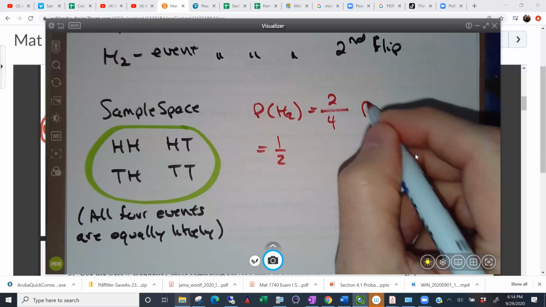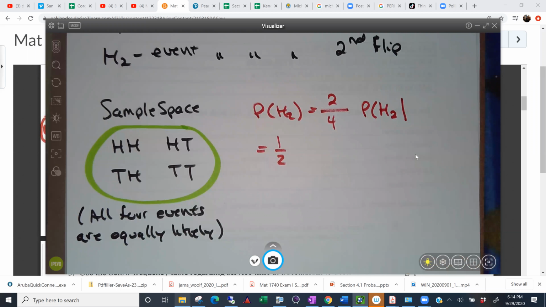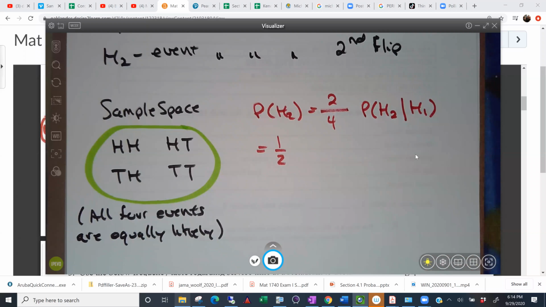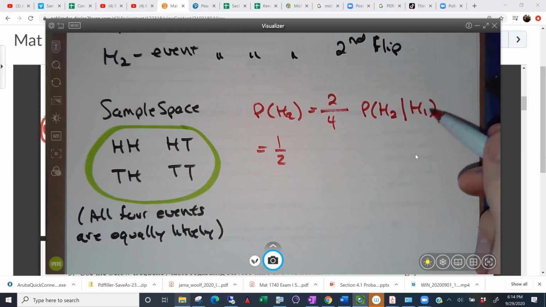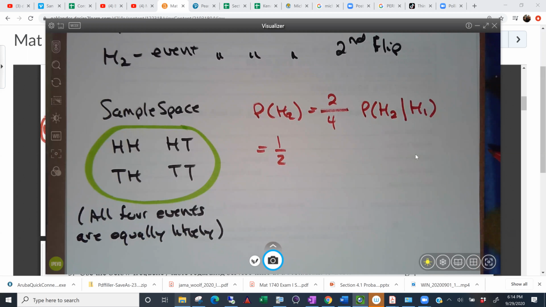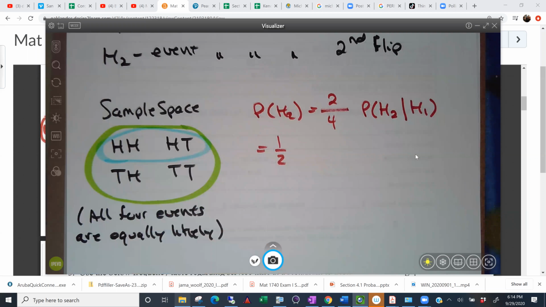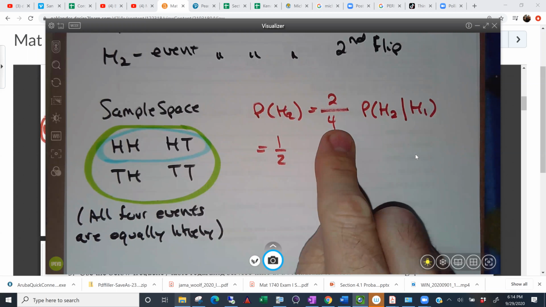All right. But now I'm going to tell you something ahead of time. Before you flip that coin the second time, I'm going to tell you, psst, hey, we got a head on the first flip. Now that changes things. Instead of working with the whole sample space, now we're just working with that part of it. We just have that little bit. So our sample space has been reduced from 4 down to 2.